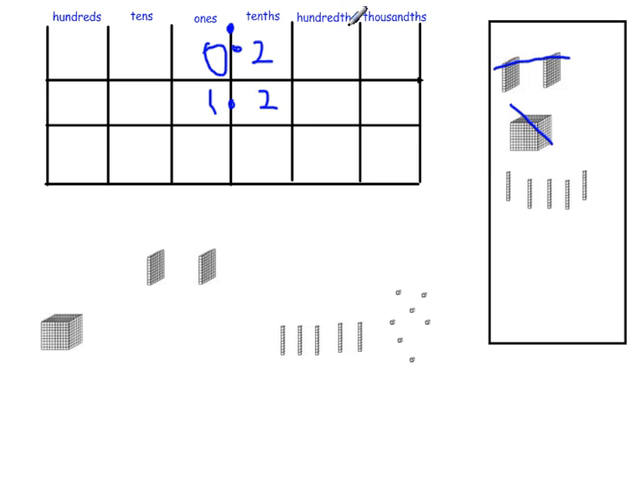How many hundredths do we have? 1, 2, 3, 4, 5 hundredths. So we'll put the 5 in the hundredths column. We've now got the number 1.25.